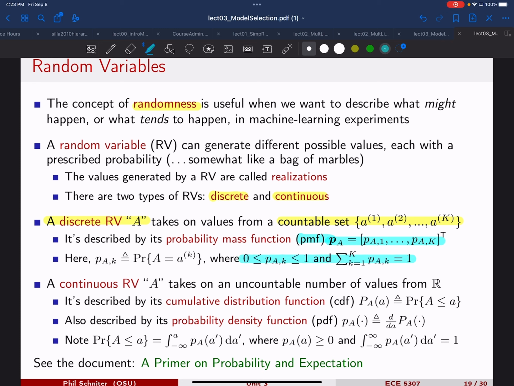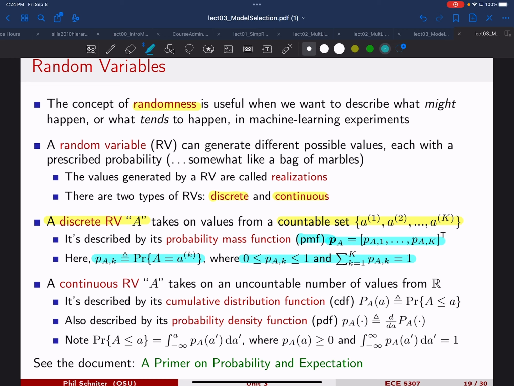Okay, so this is the definition. PAK is the probability that the random variable A takes on the value A sup k. Is everybody good with this? Okay.